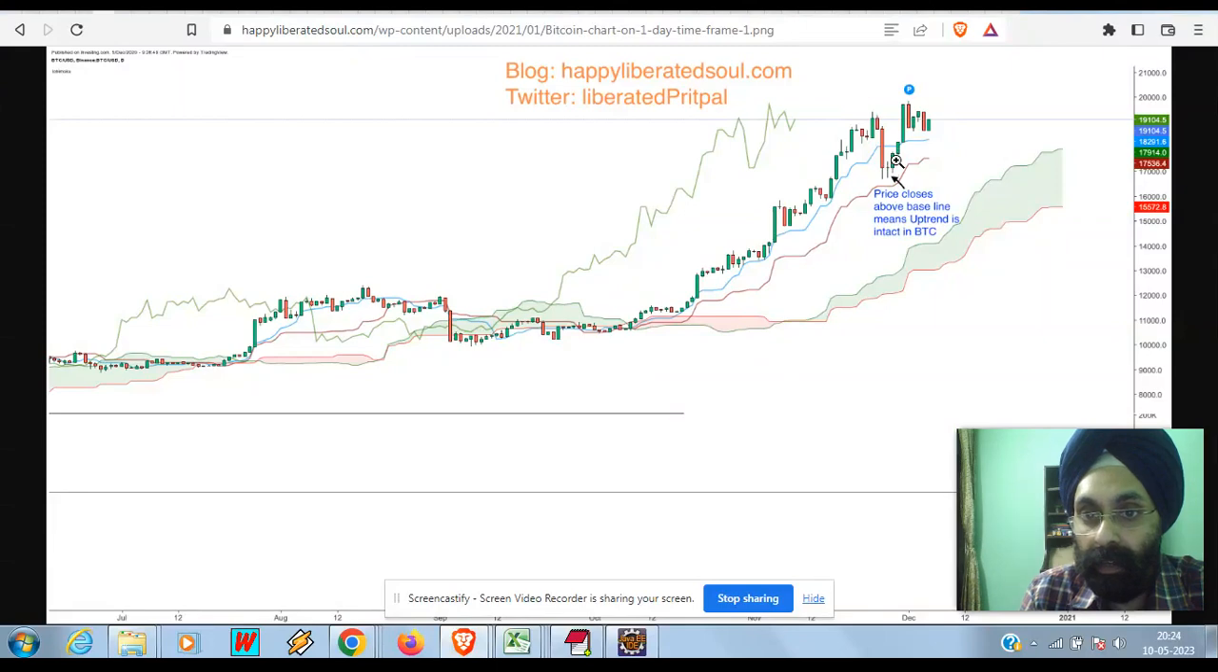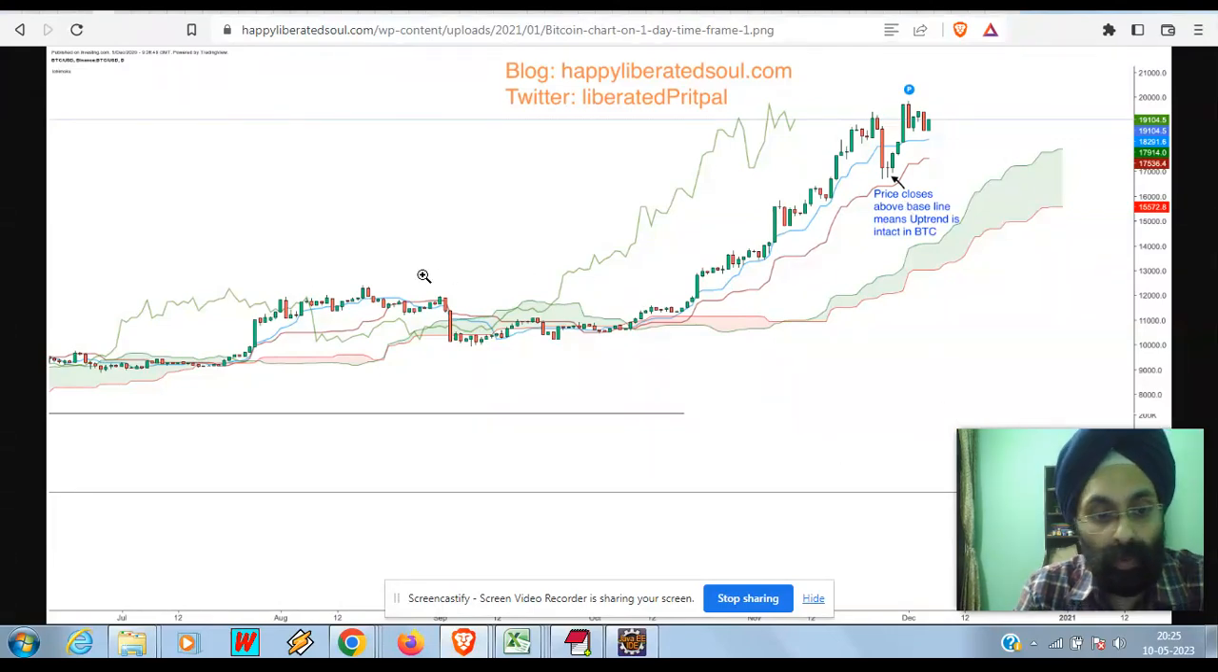If you have entered after this doji, either here or after this green candle, which is the next day open, which is here, then from here to here, your stop loss will be somewhere below the baseline, and your target will be the previous high.